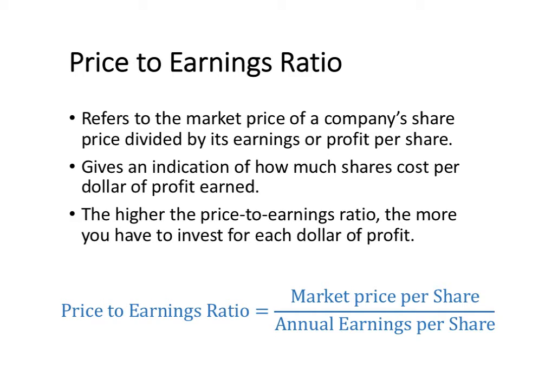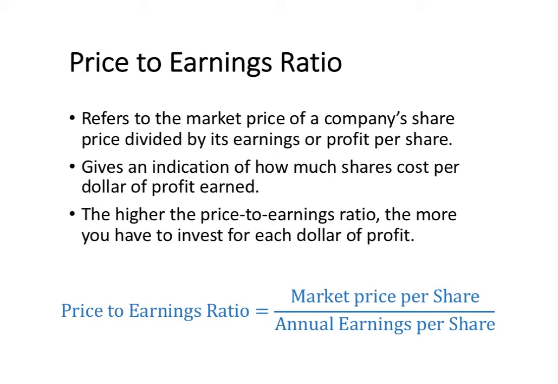The higher the price to earnings ratio, the more you have to invest for each dollar of profit. So when comparing price to earnings ratios of two or more different companies, you are looking for the company with the lowest price to earnings ratio. This means that to earn that $1 of profit, you need to invest a smaller amount.